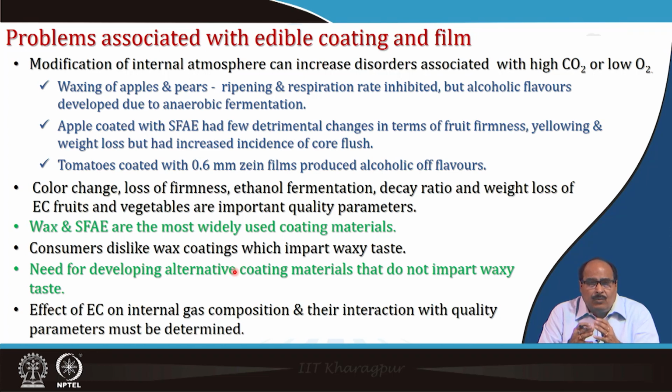Apple coated with sucrose fatty acid ester had few detrimental changes in terms of fruit firmness, yellowing and weight loss, but had increased incidence of core flush. Tomatoes coated with a 0.6 mm zein protein film produced alcoholic flavors. Also color change, loss of firmness, ethanol fermentation, decay ratio and weight loss of edible coated fruits and vegetables are important quality parameters, and they mainly depend upon the thickness etc. of the coating material. Wax and sucrose fatty acid esters are the most widely used coating materials.